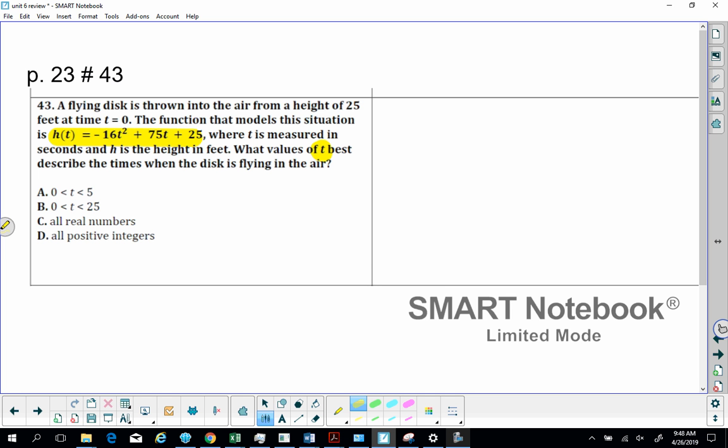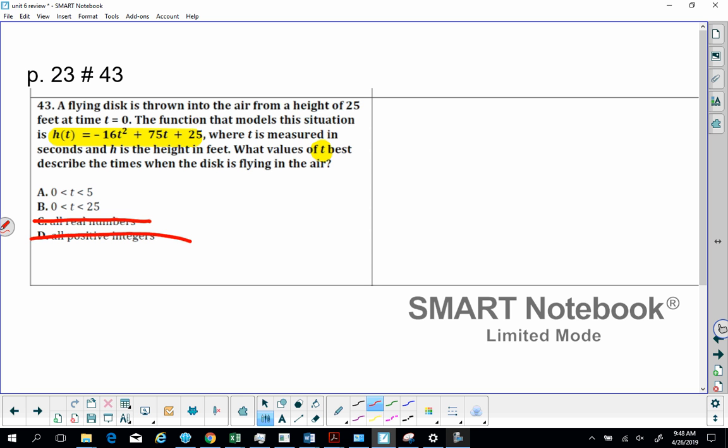Miss Thompson, can a disk fly in the air for negative numbers? No. Can I do a disk in negative seconds? No. So which answer can we eliminate? C, all real numbers. We know it has to be positive. Is a disk going to go on forever and ever? Can I do 1,000 seconds? No.